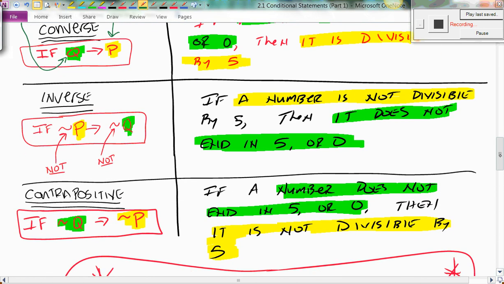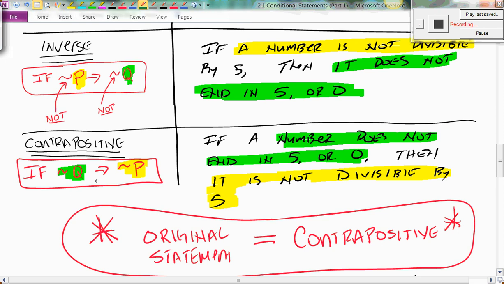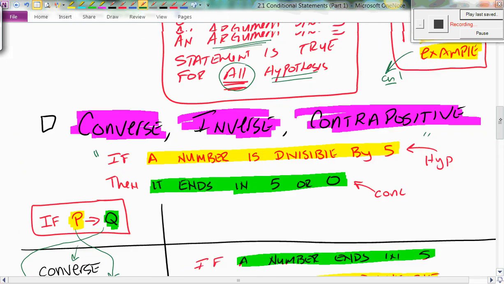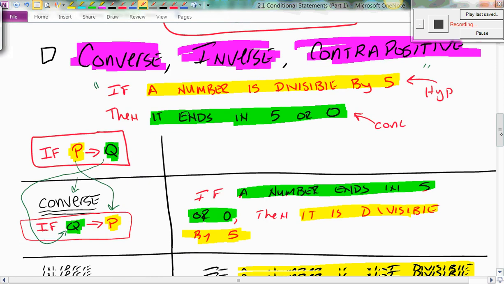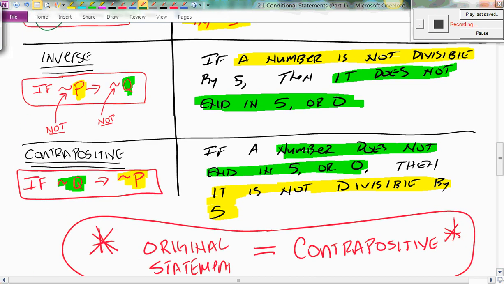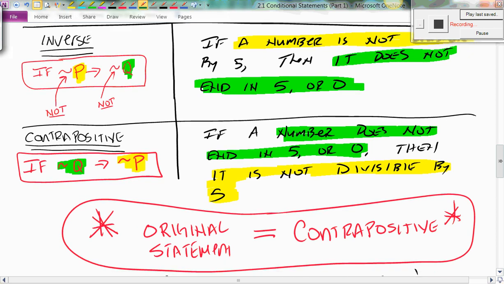So we have converse, inverse, and finally we had contrapositive. The contrapositive means switch both of them and negate both of them. So it would look like this: if not Q, then not P. For our example, we said if a number does not end in a 5 or 0, then it is not divisible by 5. And we figured out that the original statement is the same argument as the contrapositive. If a number is divisible by 5, then it ends in a 5 or a 0, is the exact same argument as saying if a number does not end in a 5 or 0, then it is not divisible by 5. Those two are logically equivalent.